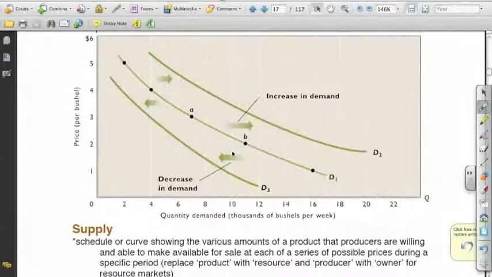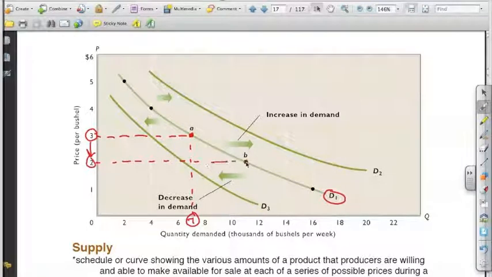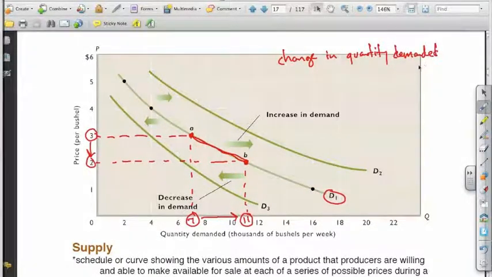And down here, we can actually show this. If we start off here at D1, at point A, I have a price of 3 and a quantity demanded of about 7. If my price decreases down to 2, then I'll be here at point B, notice along the same demand curve. Come down here, and now notice I have an increase in my quantity demanded. So this red movement along the same demand curve is just a change in quantity demanded, which is caused by a change in price of the actual good.